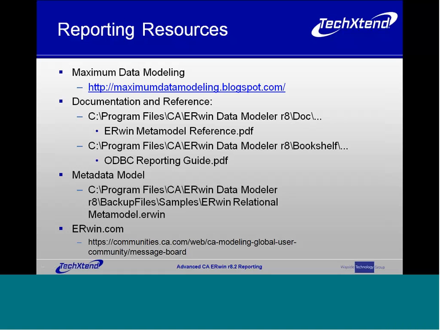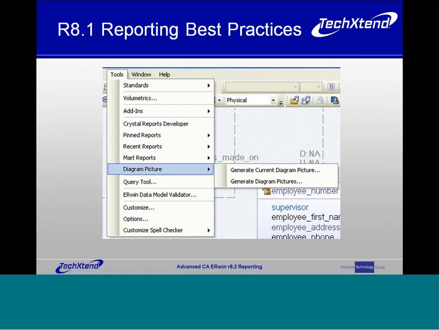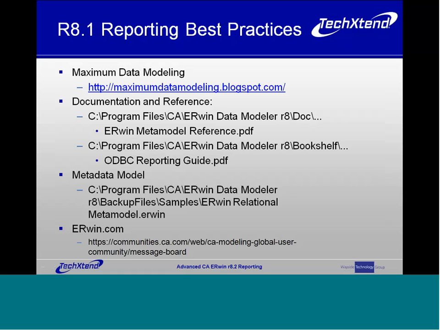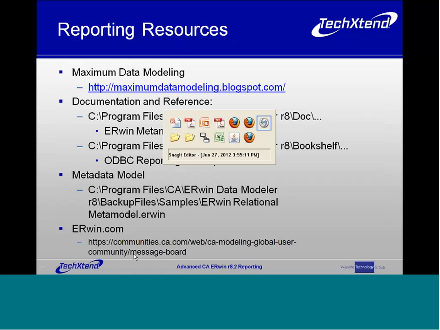The second one I want to mention is in your install. It's also in the install folder for your software. It's in a folder called Bookshelf. It's also available, by the way, from your Start menu. If you go to the install directory from your Start menu, there's actually a Bookshelf link there as well. And in the Bookshelf, there's both an HTML and PDF version of this diagram, and it's the ODBC reporting guide. And this has been there for some time, actually, and that's also available here. Let me show you where that is available.